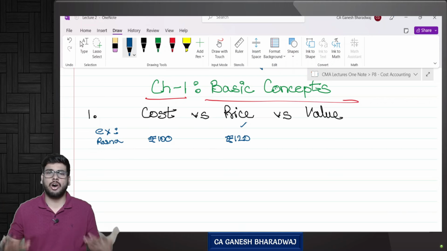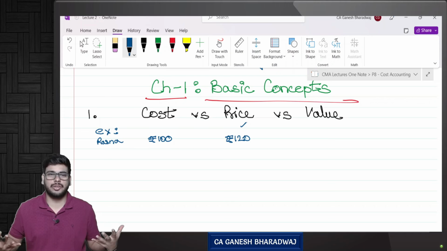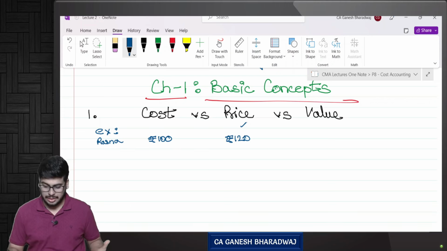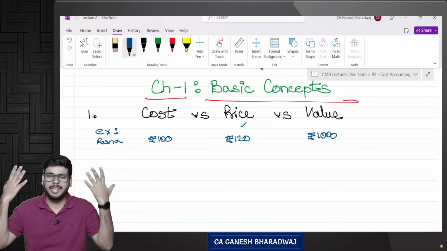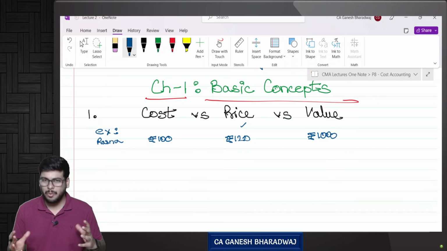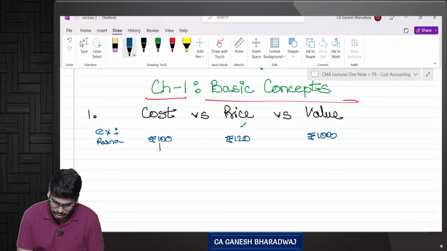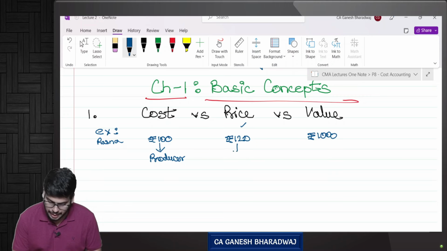And you've been longing for this Rasna for so many months, and now you just drink that Rasna, and you feel the value that you attach to Rasna may be equal to 1,000 rupees. I'm even ready to pay 1,000 rupees. I just love this so much. Correct? Yes. So basically, what I'm trying to say here is, cost is always looked at from the viewpoint of the producer, and price is always looked at from the viewpoint of the consumer.